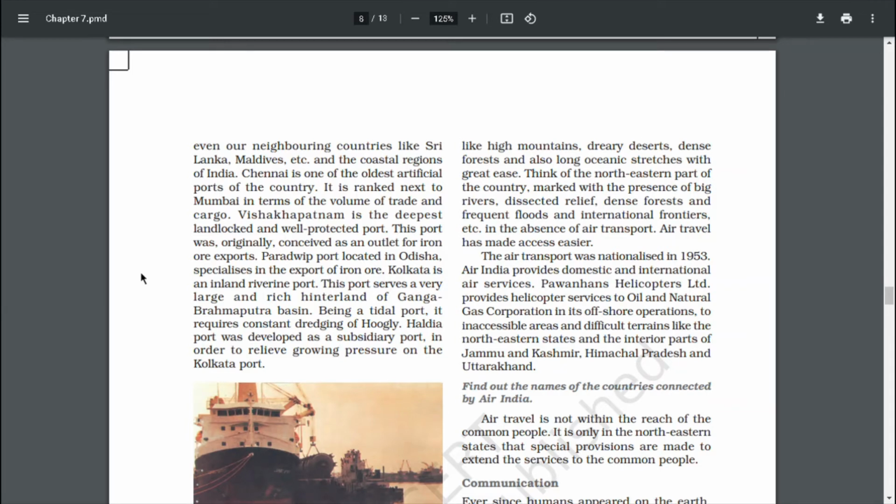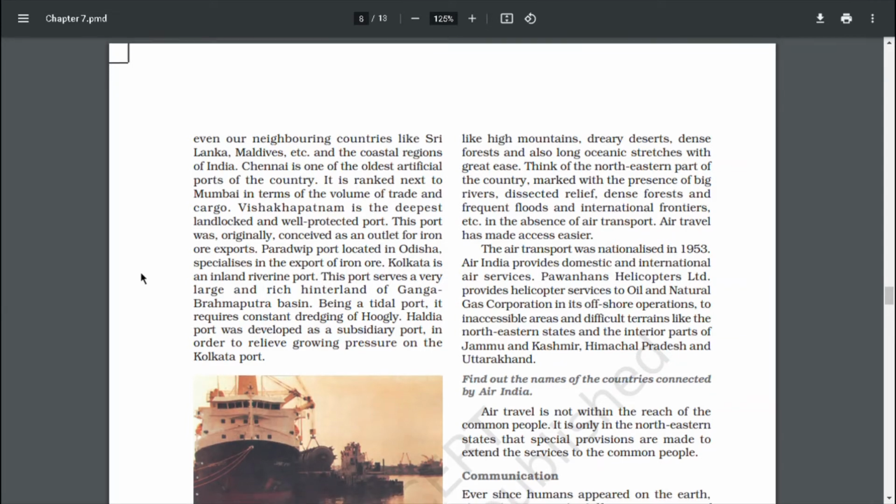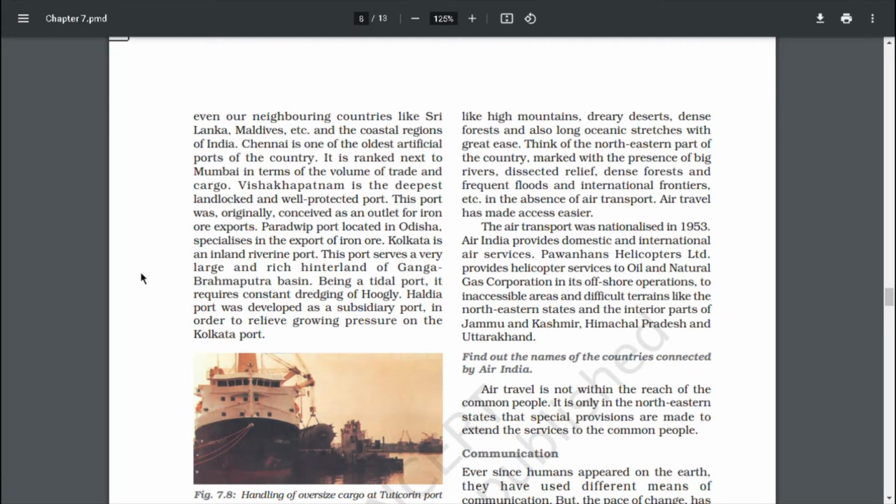Chennai is one of the oldest artificial ports of the country. It is ranked next to Mumbai in terms of the volume and trade cargo. Visakhapatnam is the deepest landlocked and well-protected port. This port was originally conceived as an outlet for iron ore exports. Paradip Port, located in Odisha, specializes in the export of iron ore.